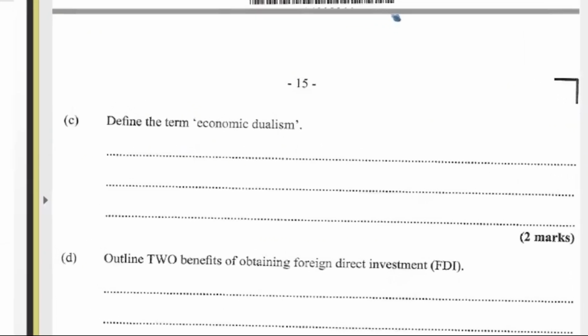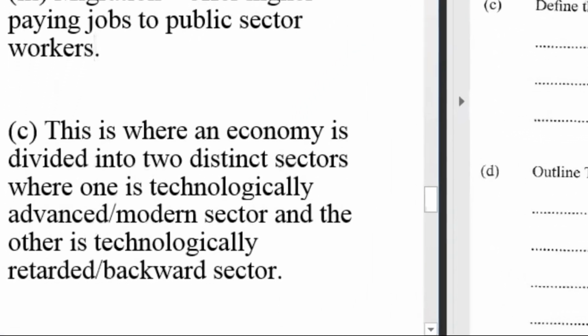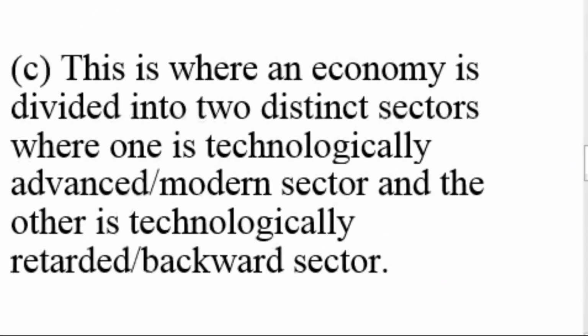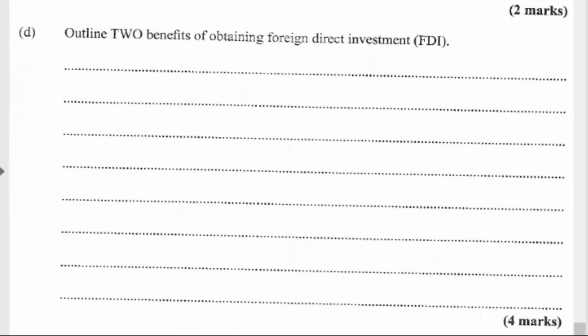C says, define the term economic dualism. This is where an economy is divided into two distinct sectors, where one is technologically advanced or is considered to be the modern sector, and the other is technologically retarded or backward sector. Outline two benefits of obtaining foreign direct investment.